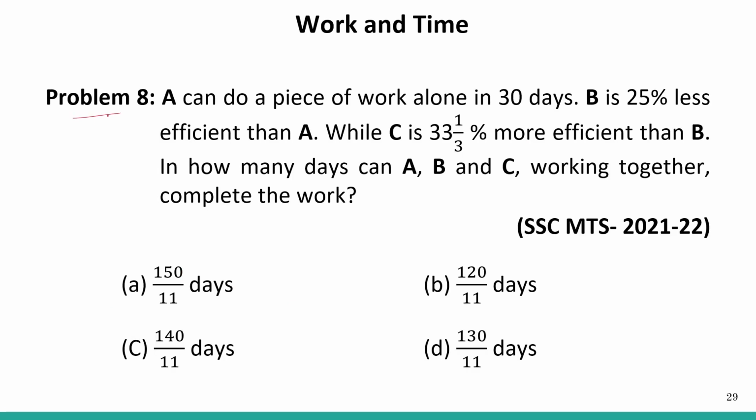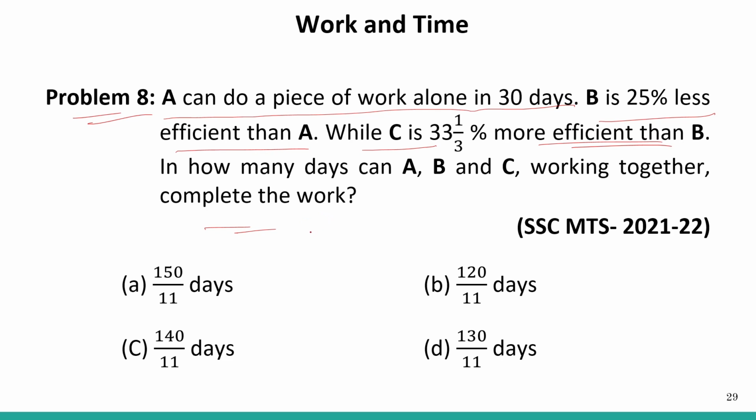So, problem number 8. A can do a piece of work alone in 30 days and B is 25% less efficient than A, while C is 33 and 1 by 3% more efficient than B. How many days will A, B and C working together take to complete the work?